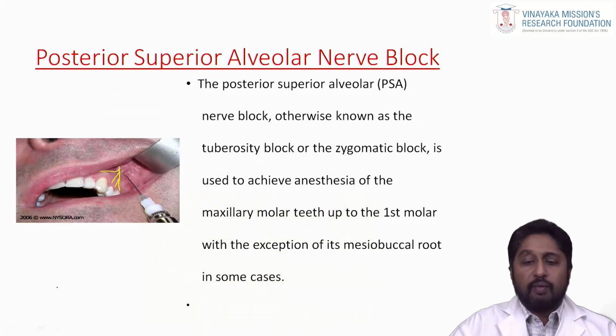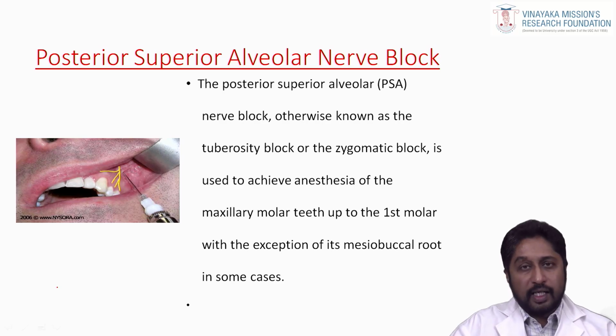The posterior superior nerve block is otherwise known as a tuberosity block or zygomatic block, used to achieve anesthesia of the maxillary molar teeth up to the first molar, with the exception of the mesiobuccal root in some cases. Except for the mesiobuccal root of the first molar, all the rest of the molars, the 7 and the 8, will be anesthetized with this nerve block.